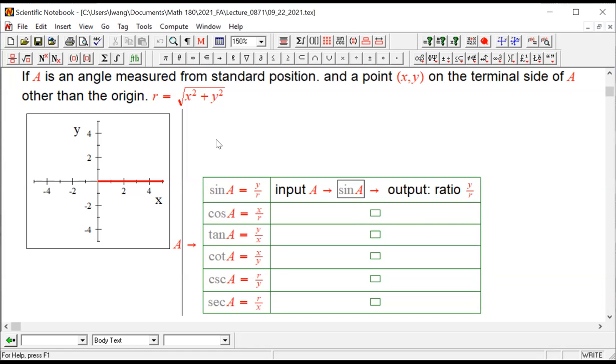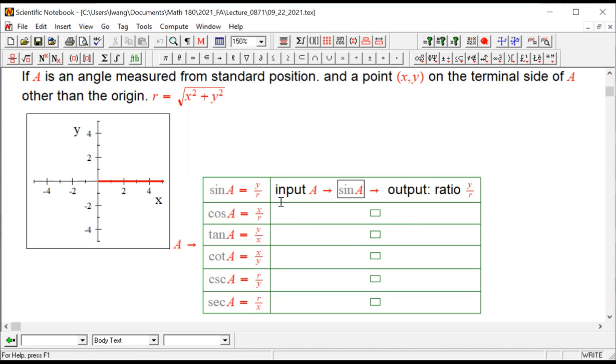Different textbooks use different symbols. Some books use X, some books use theta, some books use alpha. They use different kinds of things. But we need to understand the input for all 6 functions. For all 6 functions, the inputs are angles, angles measured from standard position.